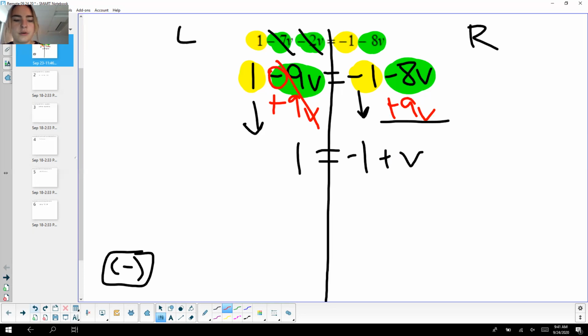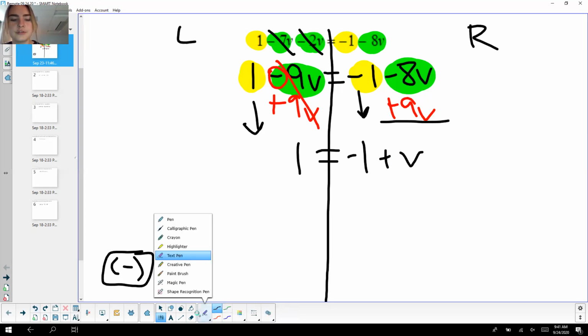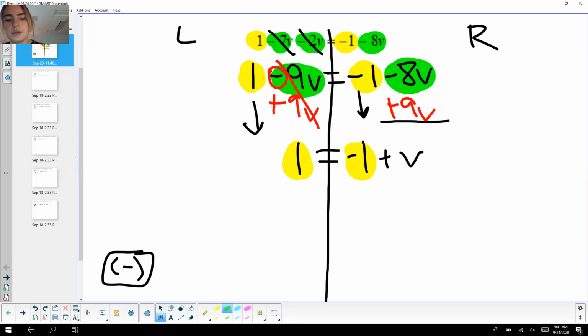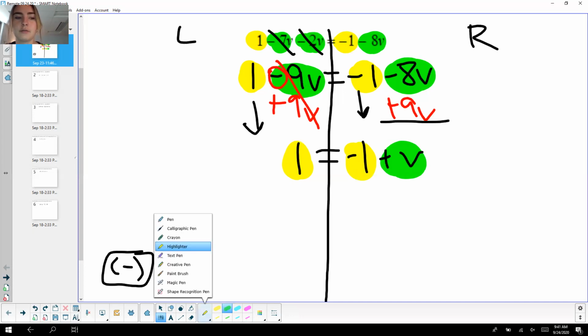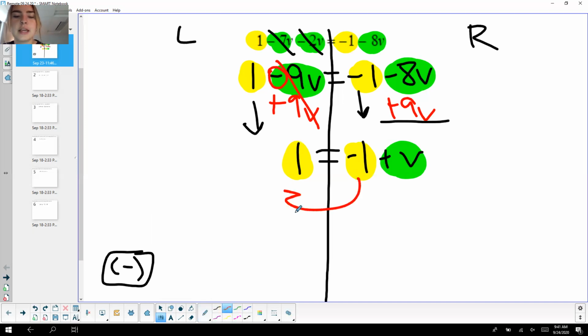All right, now I'm going to grab my highlighter again, and this is just so you guys can see. Once we get to this step, it's kind of easier, but so I've gotten all my variable terms on the right side. Now I've got to take all of my constants and move them to the left side. So I need to, again, I want yellows on one side, greens on the other. Well, I've already got all my greens on the right, so I want to go ahead and move this -1 over to the left side.